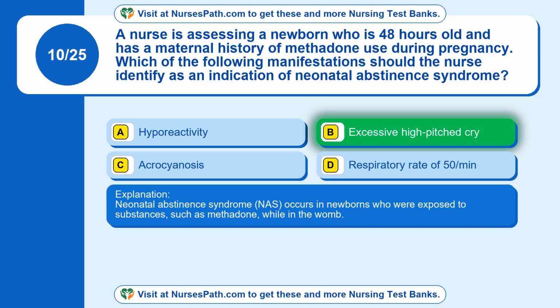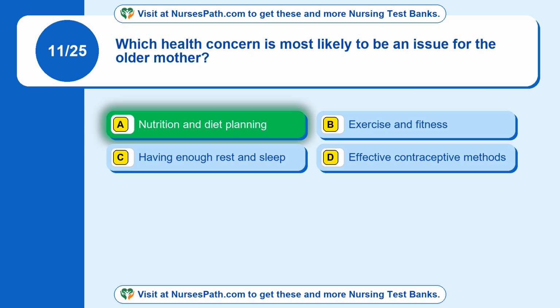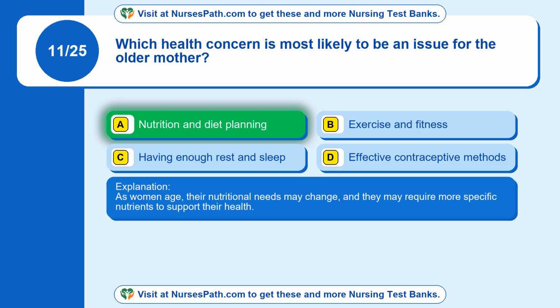the womb. Question 11. Which health concern is most likely to be an issue for the older mother? Option A. Nutrition and diet planning. Option B. Exercise and fitness. Option C. Having enough rest and sleep. Option D. Effective contraceptive methods. The correct answer is option A. Nutrition and diet planning. As women age, their nutritional needs may change, and they may require more specific nutrients to support their health. Question 12.